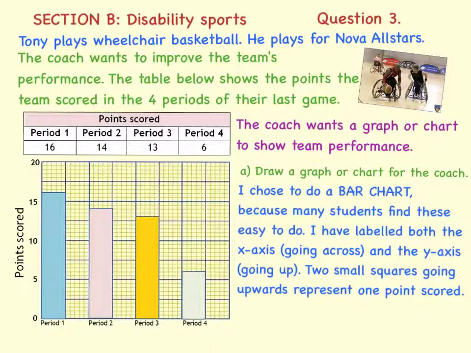Section B, Disability Sports. This section starts at question 3. Tony plays wheelchair basketball. He plays for Nova Allstars. The coach wants to improve the team's performance. The table below shows the points the team scored in the 4 periods of their last game. So period 1 they scored 16, period 2 they scored 14, period 3 they scored 13, and period 4 they scored 6 points.